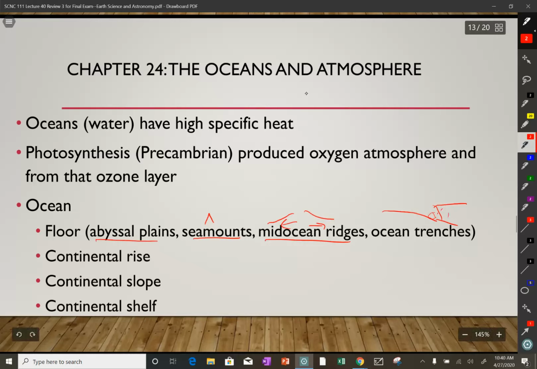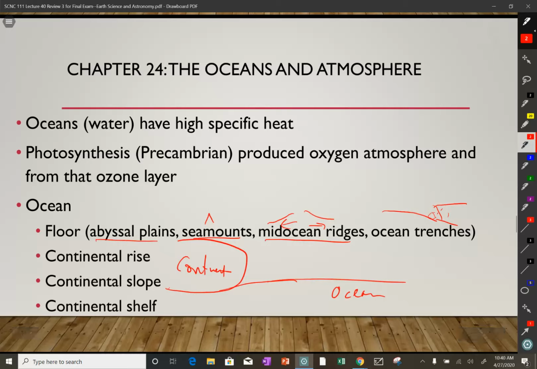So at the boundary between the continent and the ocean plates, you have the continental rise. Actually, here's the shelf, and then you have the rise and the slope. So you should have some knowledge about those parts of the ocean floor that are occurring where you have the ocean floor subducting under the continent.